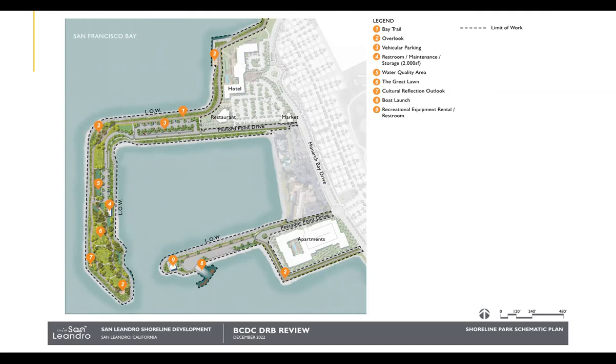Item four was our restroom, maintenance, storage building. That would be located in the center of the park that provides the city the necessary amenities for that space. Item six was a great lawn. That's kind of coming back from some of the input we received from the community, providing some recreation opportunities that's not sports related. Item seven is a nod to the cultural and the historic aspects of the Ohlones and the Indian tribes at number seven. Eight was our relocated boat launch, and then nine is a kind of a recreational equipment rental space that may host kayaks, et cetera, and paddle boards, as well as a restroom.